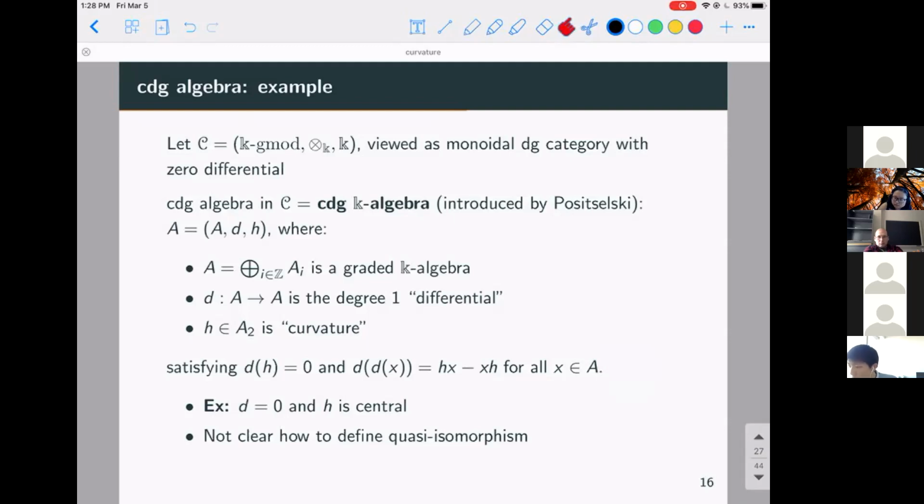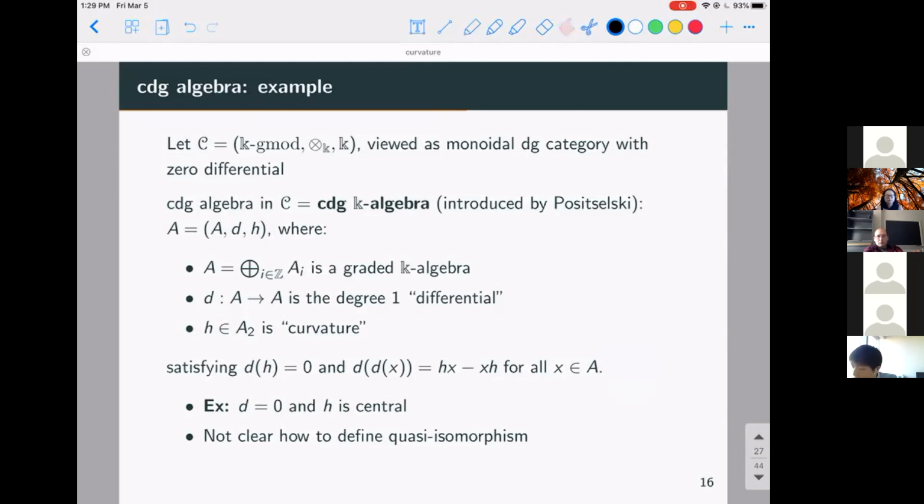So again, D squared does not have to equal 0, but D squared is given by commutator with this special curvature element H. So one example that often comes up is you can just take your curvature H to be central in your algebra. In that case, this commutator is 0.